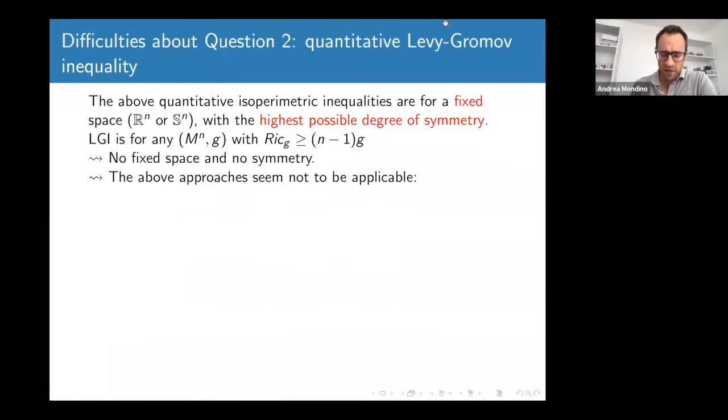So what about the Lévy-Gromov inequality? Let me say that the above quantitative results are for either the Riemannian space equal to the Euclidean space or the sphere, so in a fixed space, and such a fixed space has the highest possible degree of symmetry. We know that if a manifold has the same degree of symmetry as the round sphere or Rn, it is either Rn, the sphere, or the hyperbolic space. The Lévy-Gromov inequality is for much more general manifolds, without any symmetry, just knowing that the Ricci curvature is bounded below by n minus one. And so the above approaches seem not to be applicable.